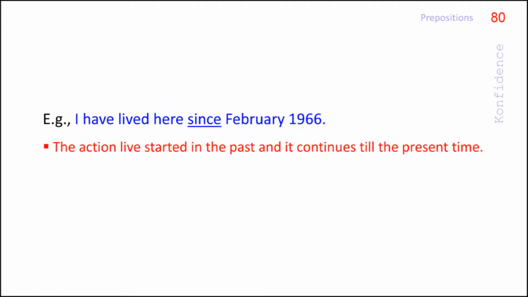Since is used with a point of time in the past from which some action began and continues till the time of speaking. It is often used with a present perfect tense or a past perfect tense. Look at the second example. The action live started in the past and it continues till the present time. So since is used here.